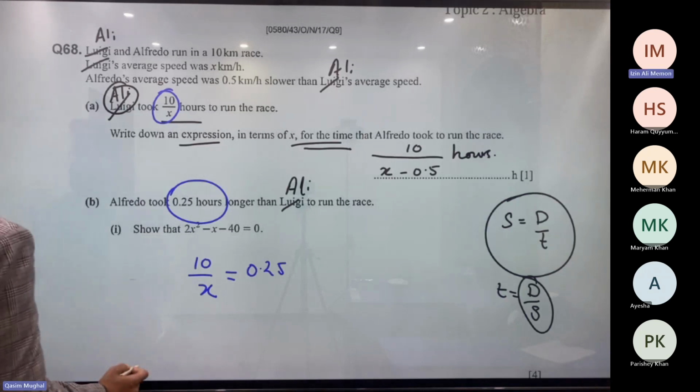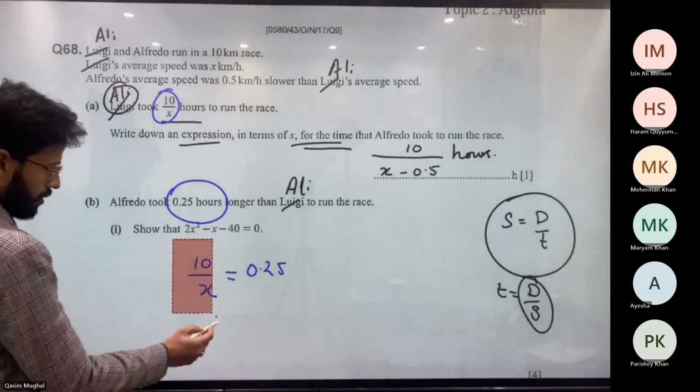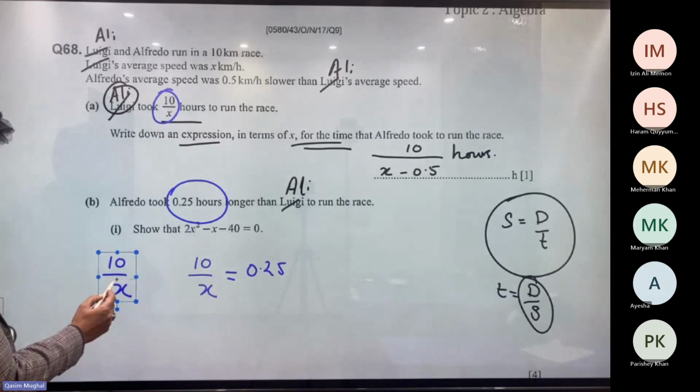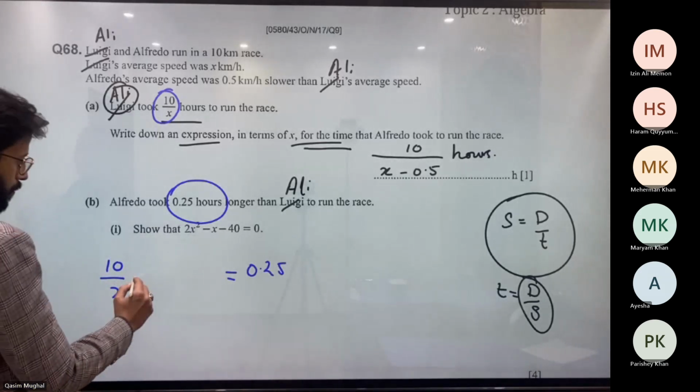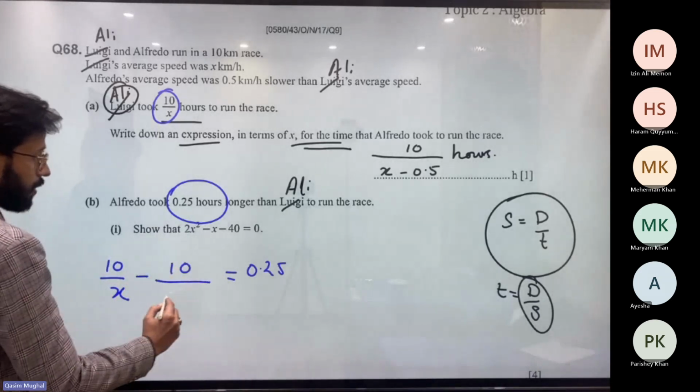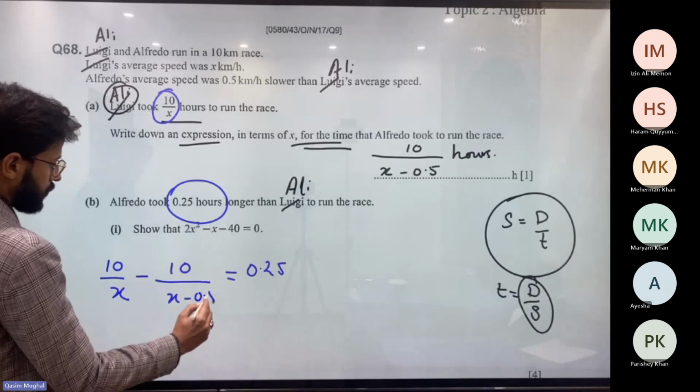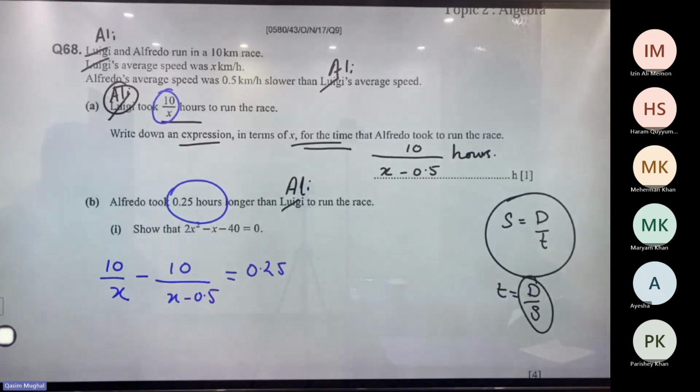10 over x is a larger value, minus 10 over x minus 0.5, which is a smaller value. Okay? Got it? Not yet, first we will convert this into a single fraction.